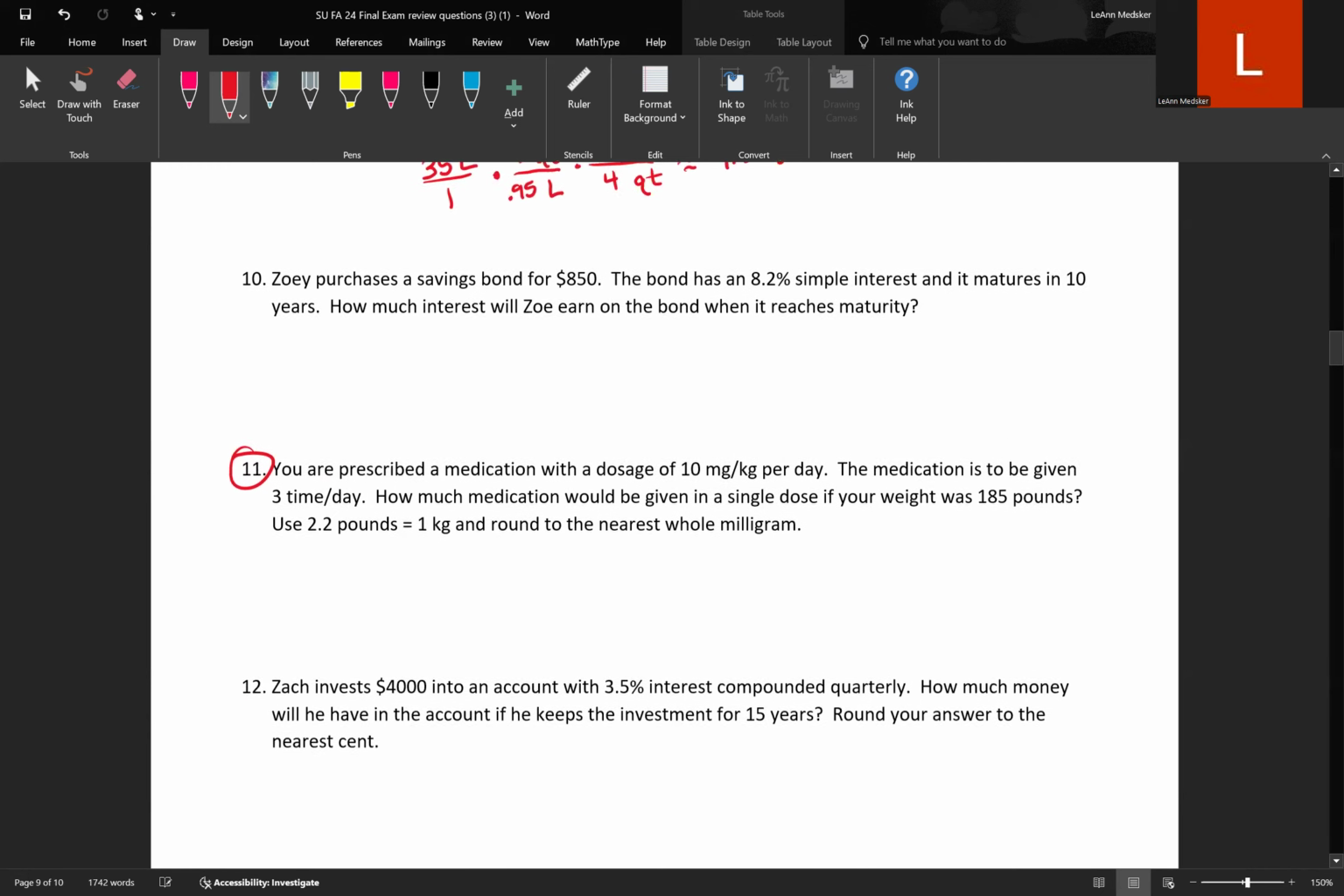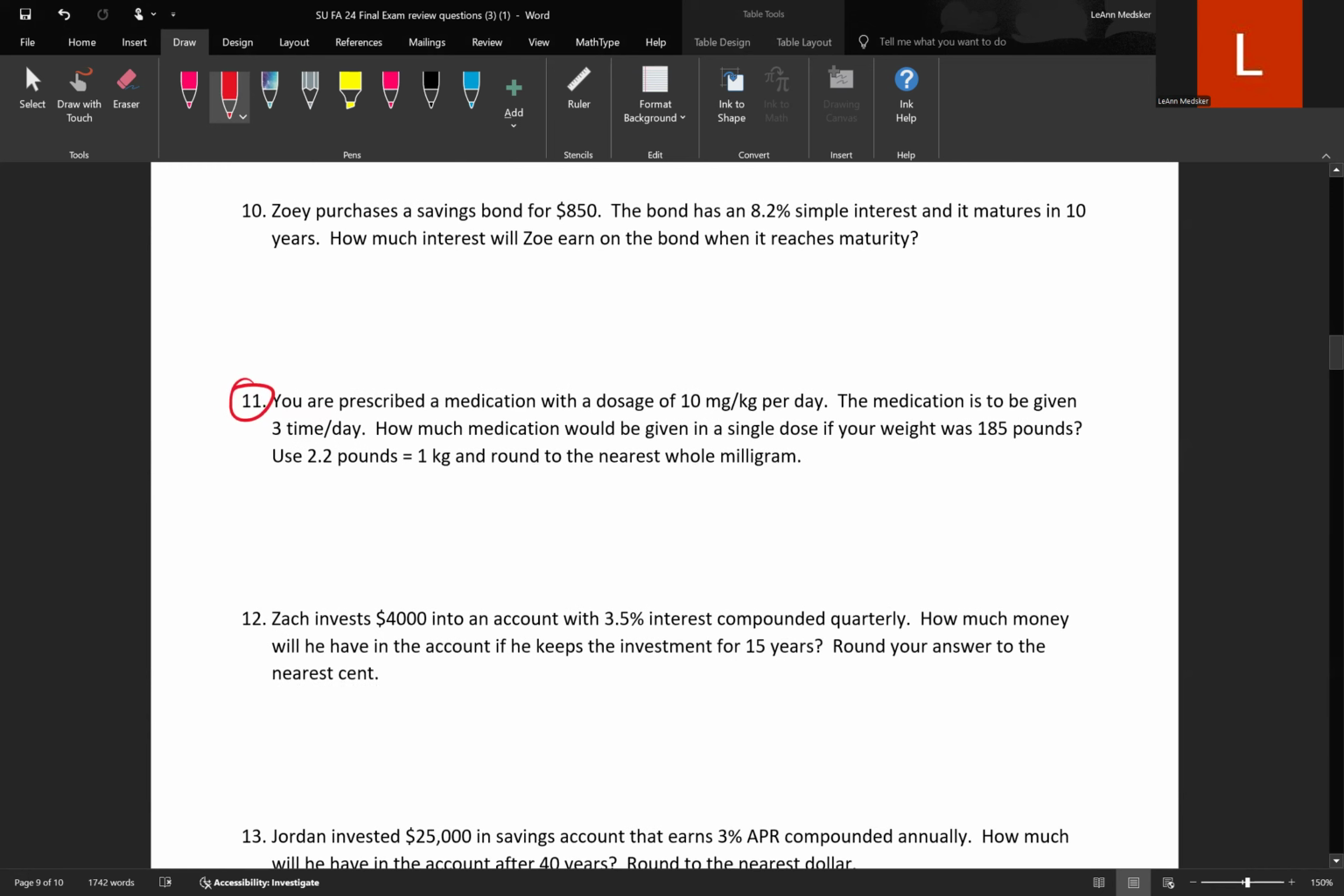Okay. For number 11, it says you're prescribed a medication with a dosage of 10 milligrams per kilogram per day. The medication is to be given 3 times a day. How much medication would be given for a single dose if your weight was 185 pounds? Now, we are going to be converting pounds to kilograms and then to the medicine and then to the dose. When you do these medicine ones, you almost always start with the patient first. Since the patient is in pounds and our medicine doesn't relate to that, we need to convert to kilograms first. So again, I'm going to set up my unit conversion.